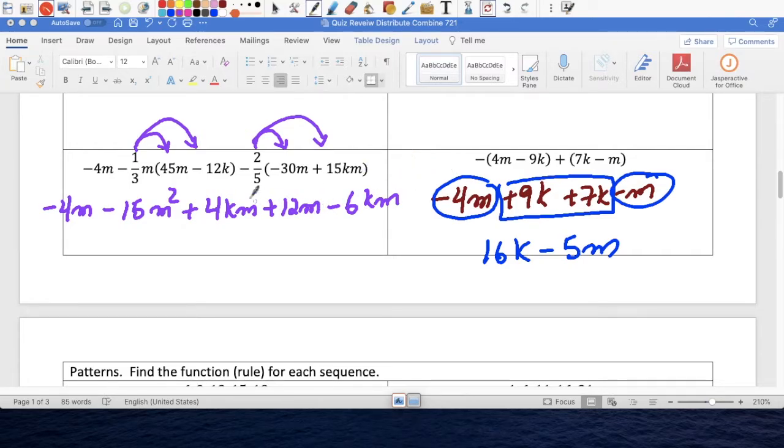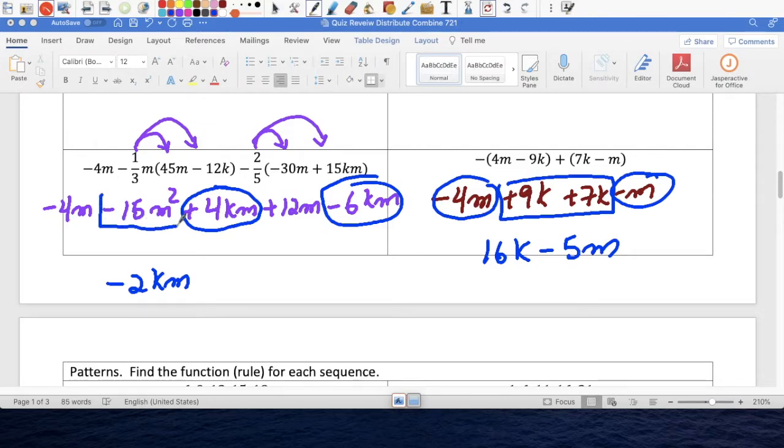Okay, let's see. Let's do the km first. 4 km and minus 6 km is negative 2 km. Oh, I should have done that first. Okay, you know what? This guy here, highest power, goes in the front. There's nobody to combine with. And then, lastly, I combine negative 4m and positive 12m, and I get positive 8m.